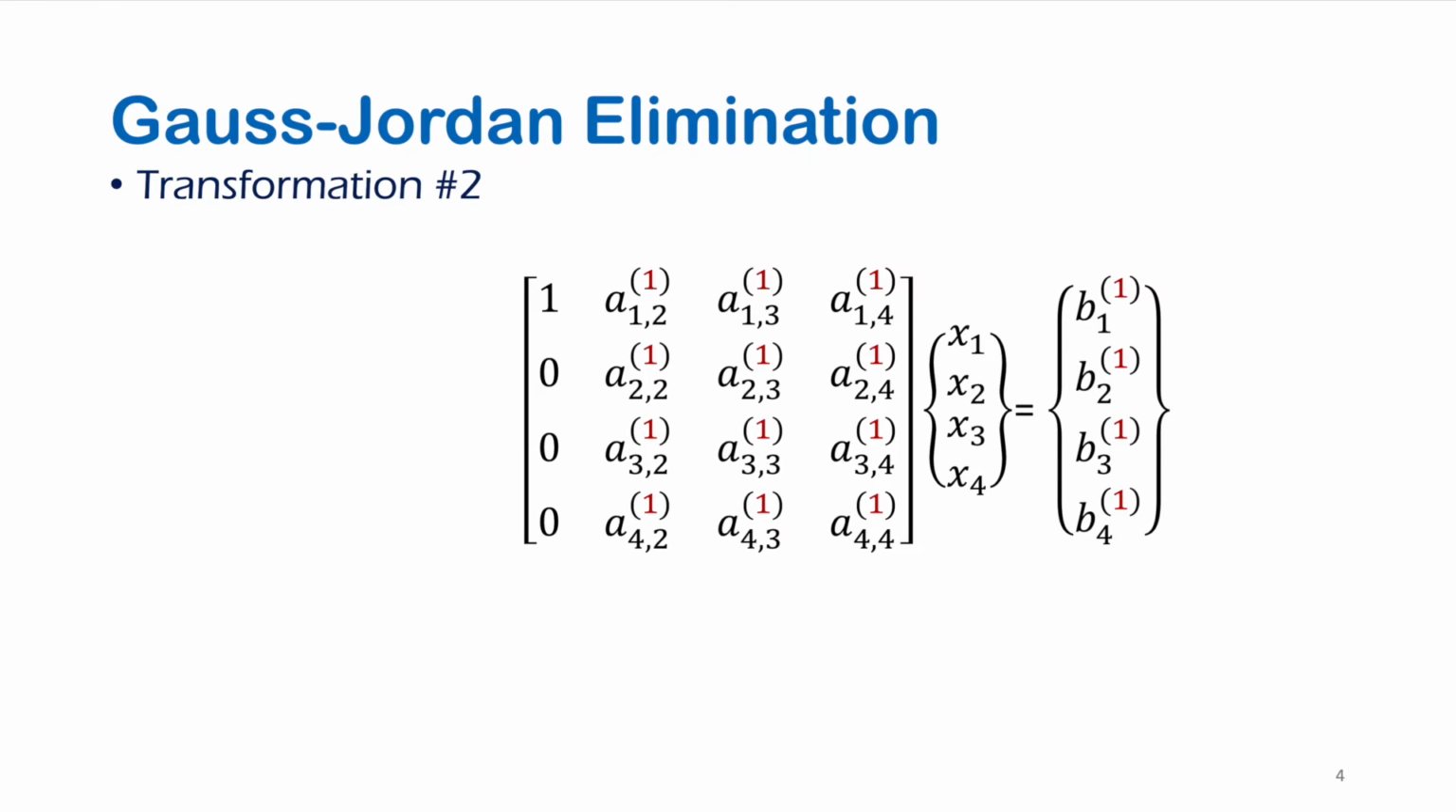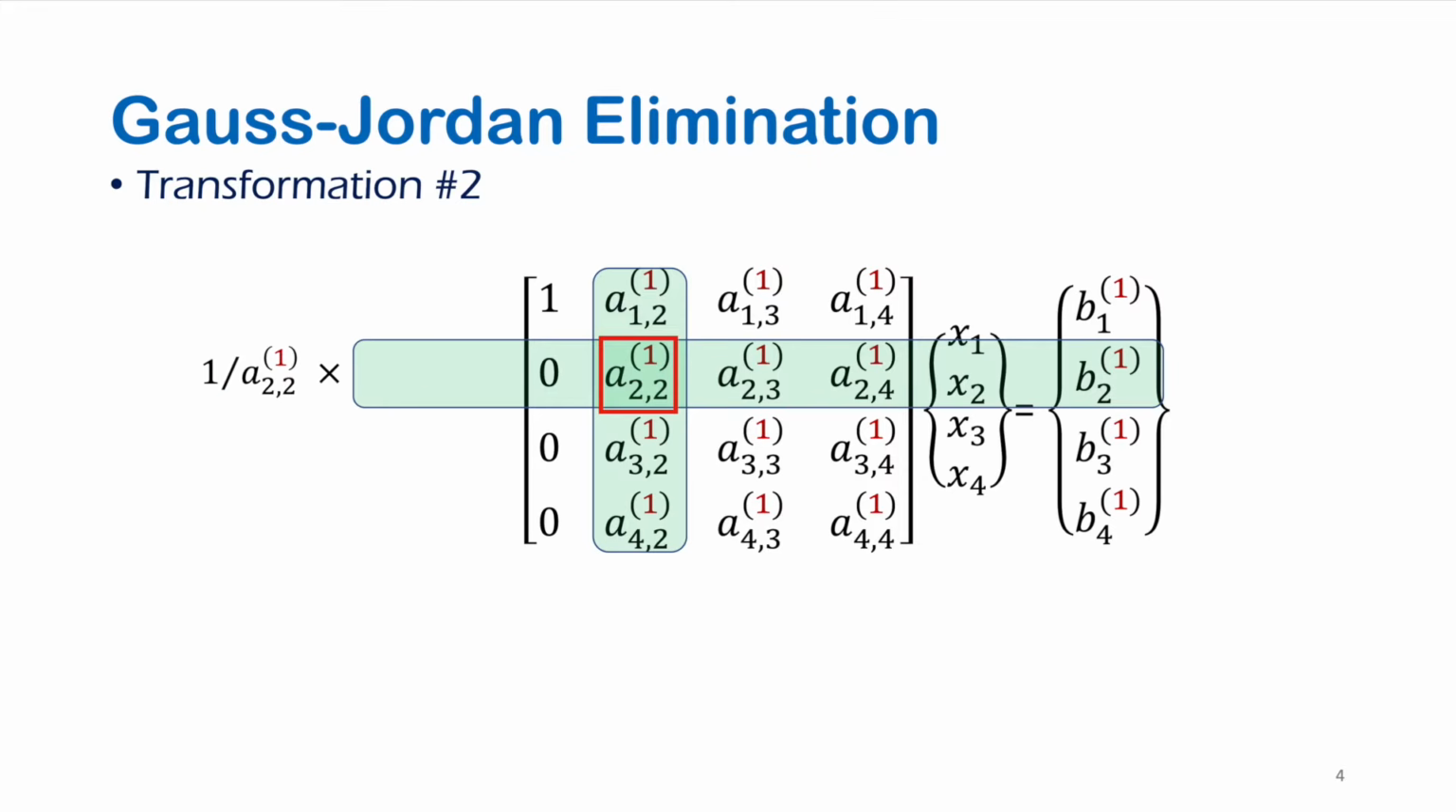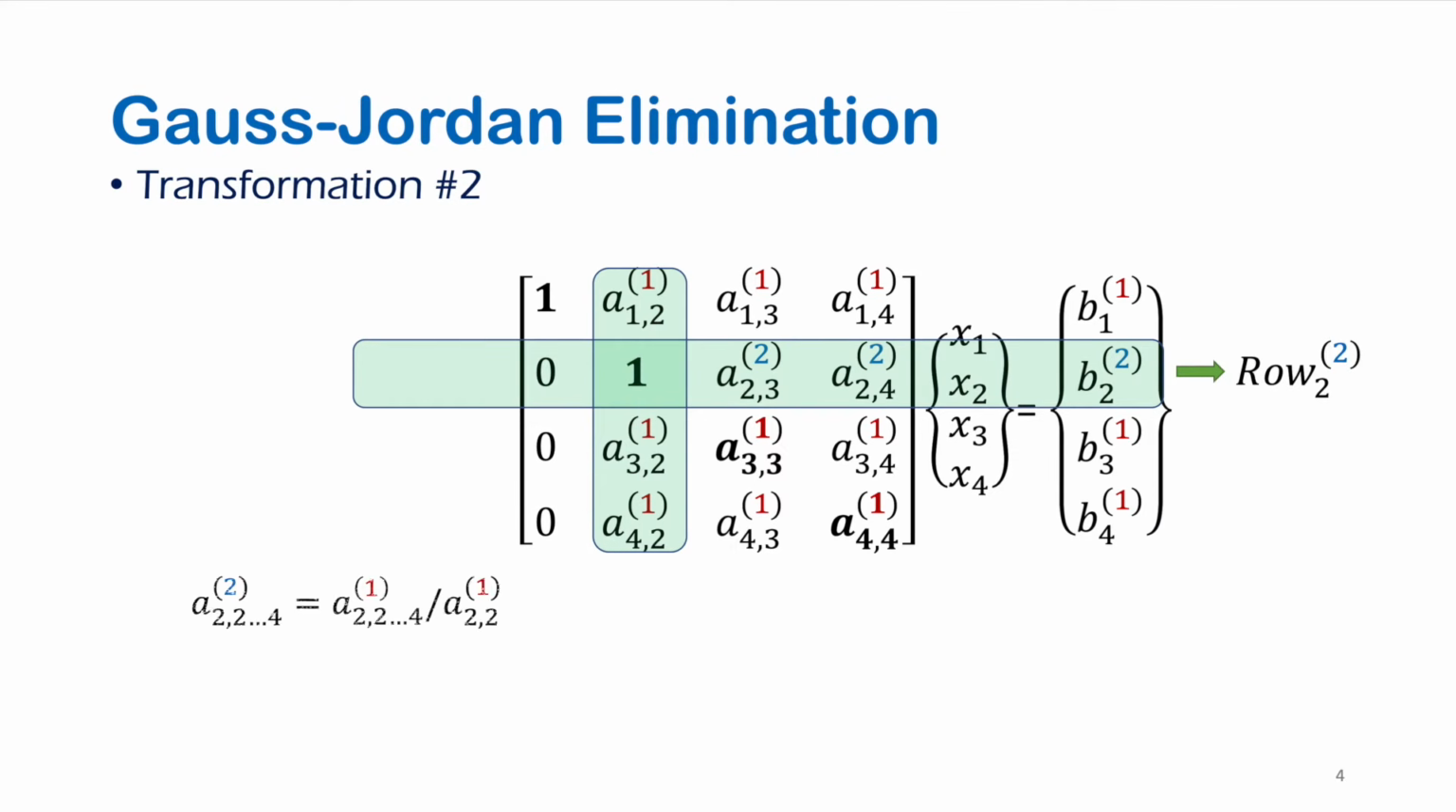First, we should divide the pivot row by the pivot element A22. Now, to get the second transformation of row 2, this operation can be written as follows. So we divide the elements from A22 to A24 by A22, and this will yield that the pivot element will be equal to 1, and also we apply all this operation up to the B2 element in the B vector.